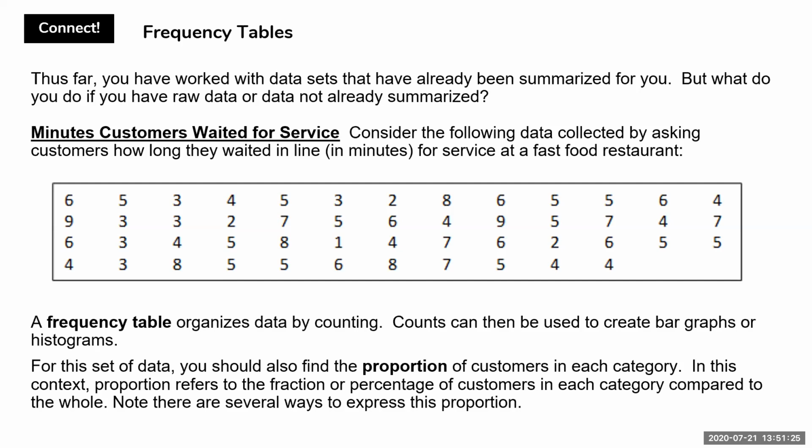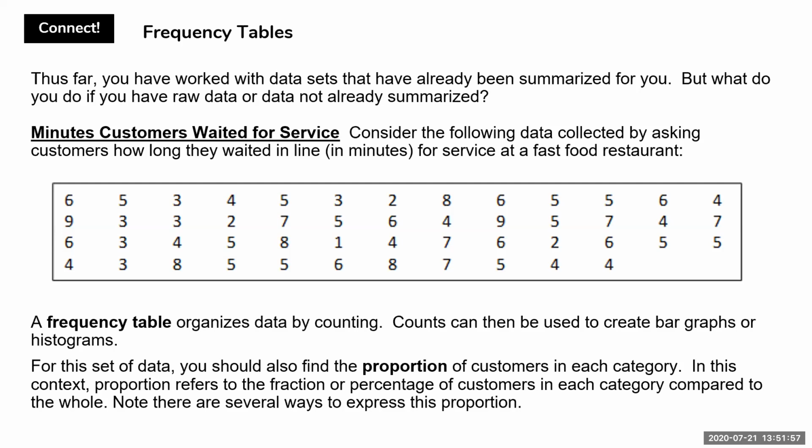We have this raw data that talks about the minutes customers have to wait. Is that okay? We now have to take this raw data and convert it into a simplified or summarized data set. We have to use a frequency table to organize the data by counting. Counts can be used to create bar graphs and histograms.